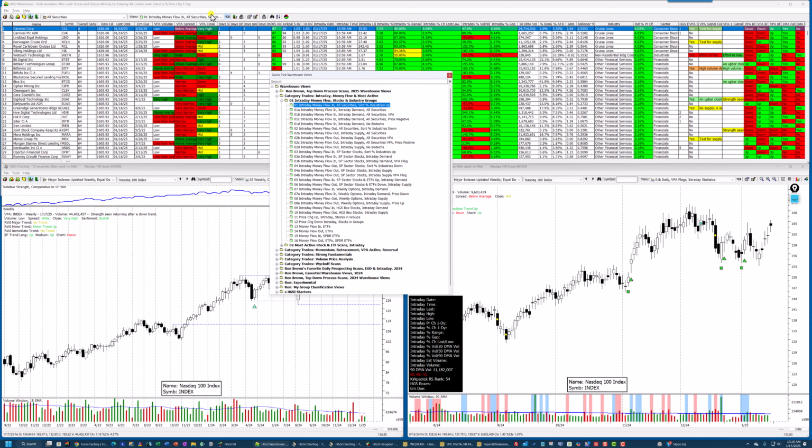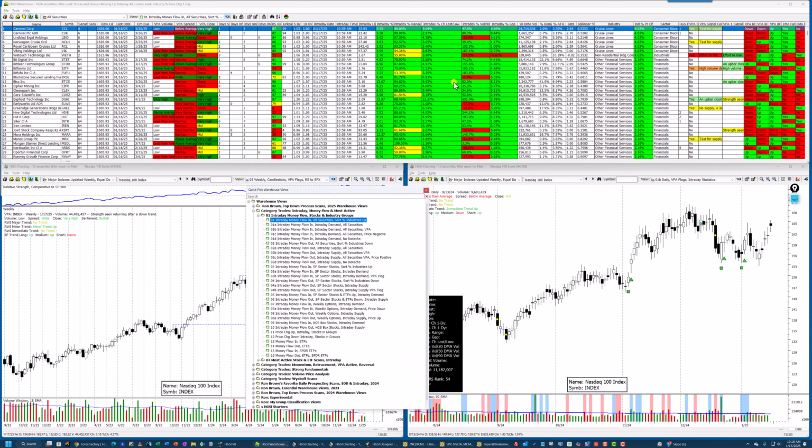So what I want to do is a manual update, since I'm not updating automatically right now. I have to find my menu and then update intraday now. It only takes about 30 seconds, and it's updating everything.